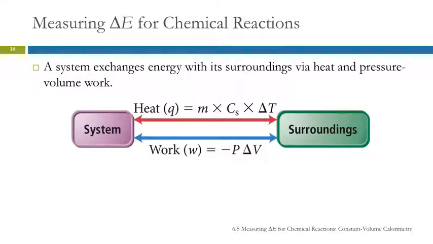So in chemistry, we are interested in measuring energy changes for chemical reactions. We've talked about how we define a system and the surroundings, and how heat and work are the means by which energy is transferred from the system to the surroundings, or vice versa. Heat, Q equals mc delta T.